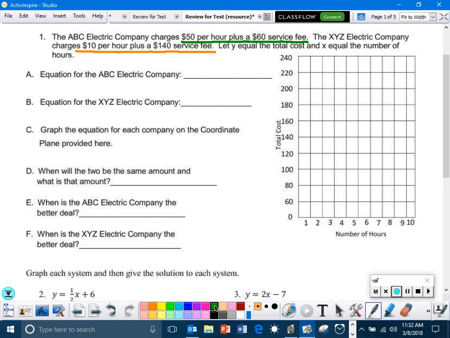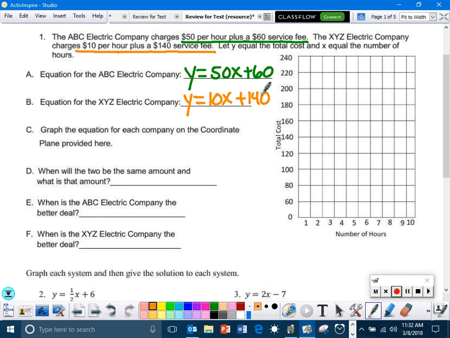So the first equation is Y equals 50x, $50 per hour, plus a $60 service fee. The second equation will be Y equals $10 per hour, so 10x, plus a $140 service fee. All right, we're going to use the calculator to help us graph this and see where they cross each other.